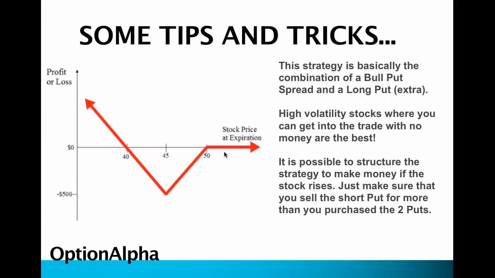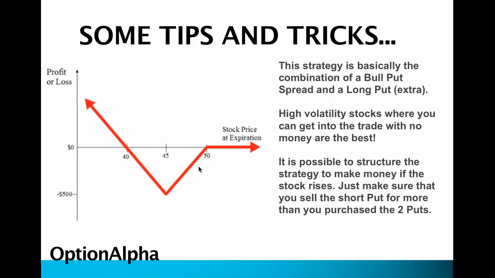So some tips and tricks with regard to this bear put back spread. This strategy is basically a combination of a bull put spread and a long extra put. Like I said in the beginning, think about it like a bull put spread where you're just adding this extra position, this extra contract. Again, high volatility stocks are where you want to get into the trade. That's where the money is the best. You don't want to get into this trade in a market where it's flat to no volatility. You're going to lose money on this. This needs to be in a high volatility market where stocks are moving.